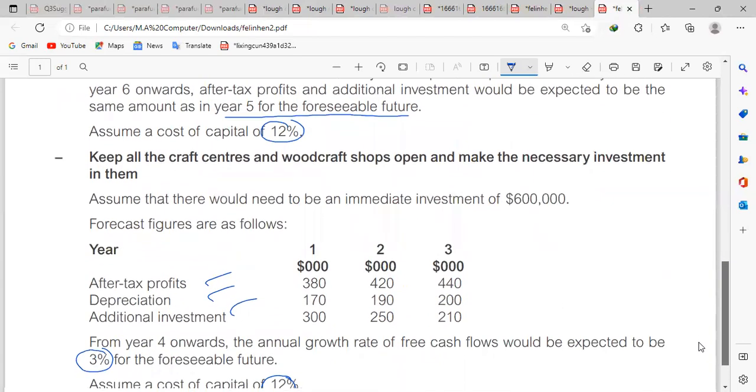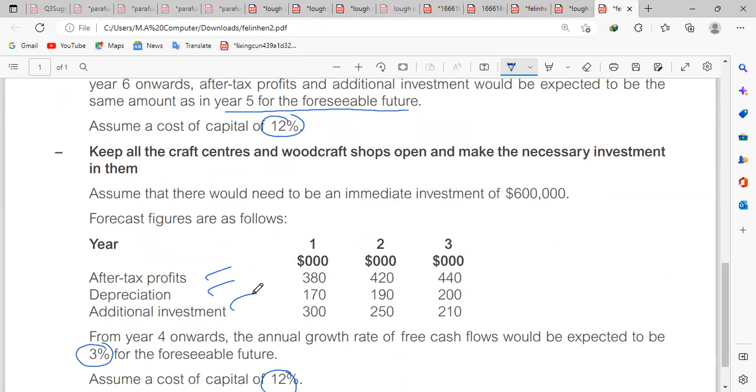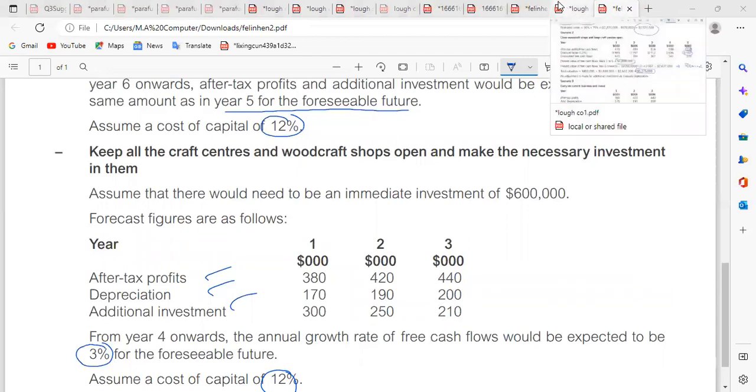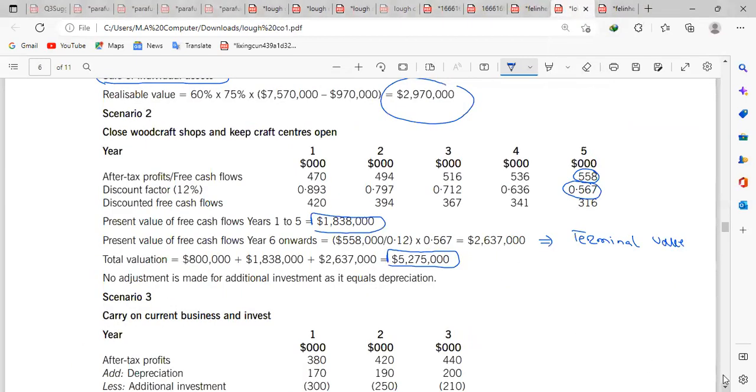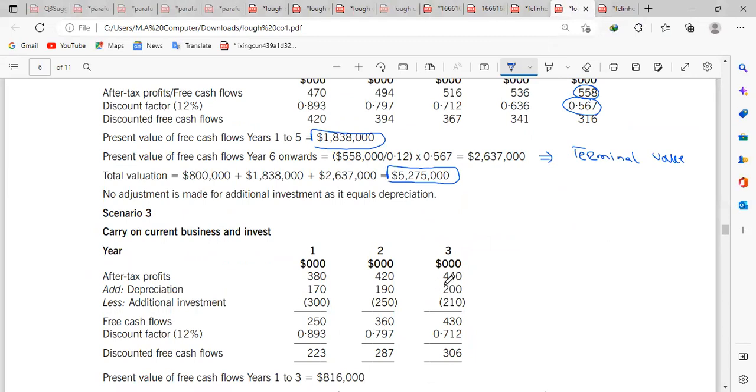In the third one, the examiner told you again the after tax profit, the depreciation, and additional investments. And from year one, the growth is 3%. Now what is going to happen? 380, 420, 440 are given. See, 380, 420. This is only the application of the free cash flows to the firm.